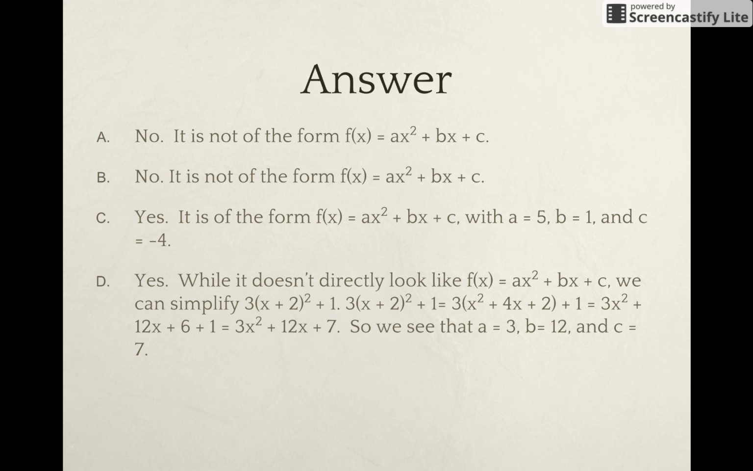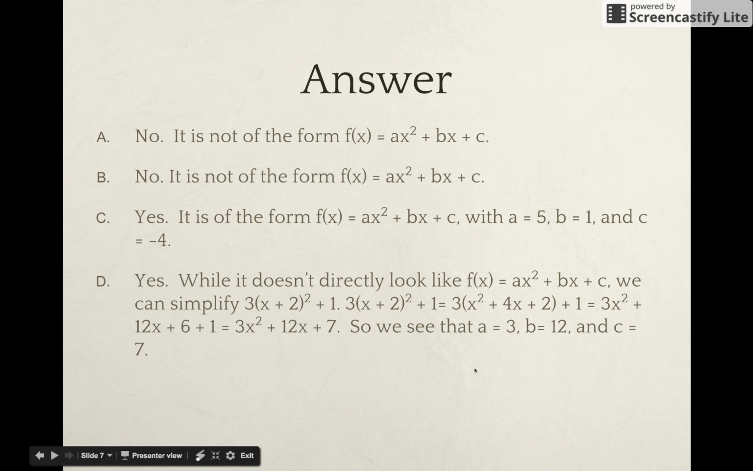Off the cuff, it doesn't look like ax squared plus bx plus c, but we can see that if we have this 3 times x plus 2 quantity squared plus 1, we could simplify that by multiplying x plus 2 times x plus 2, and also multiplying that by 3, and then adding 1 to that. So when we multiply x plus 2 times x plus 2, we get x squared plus 4x plus 2. We're going to multiply that by 3 and add 1.